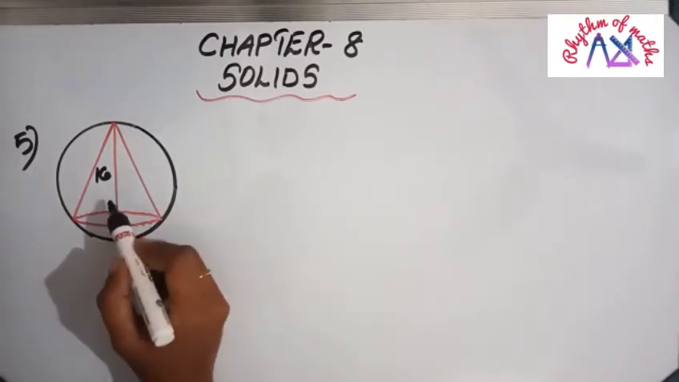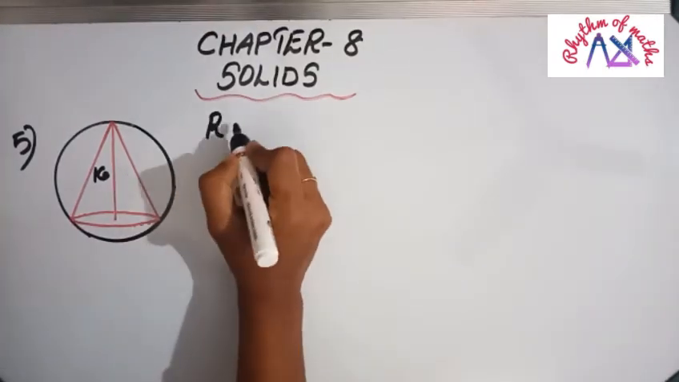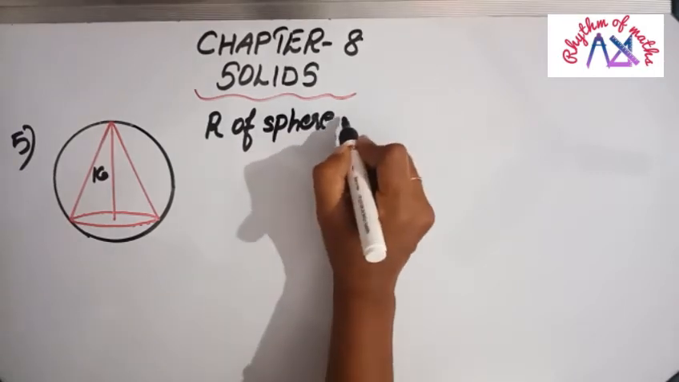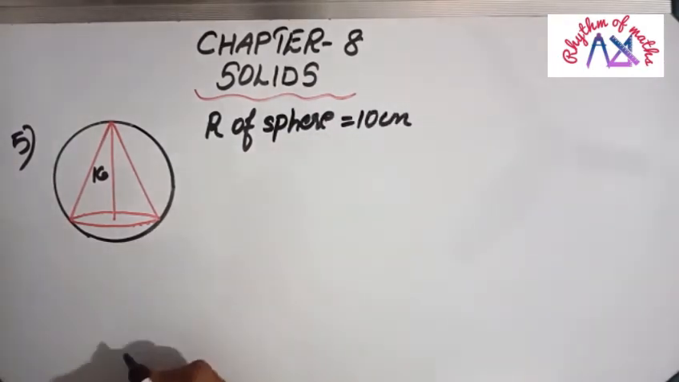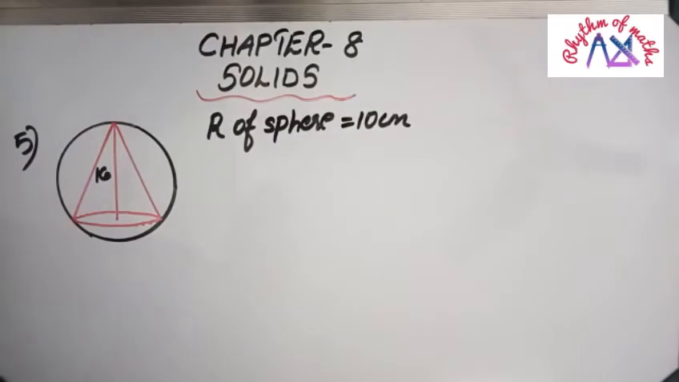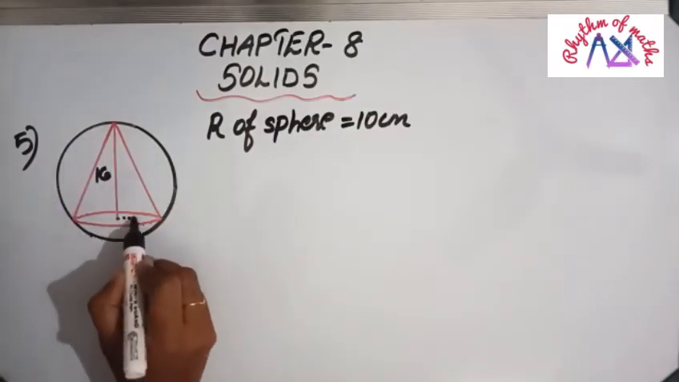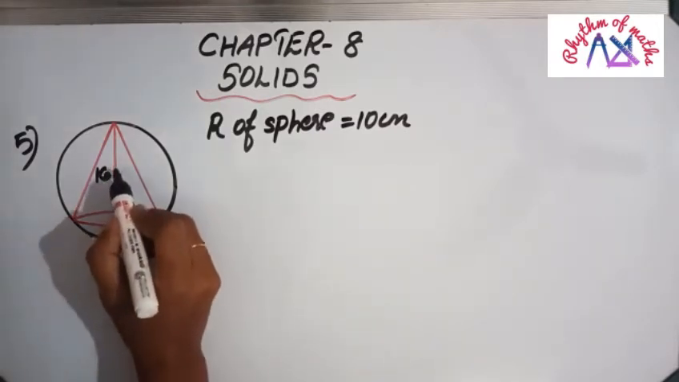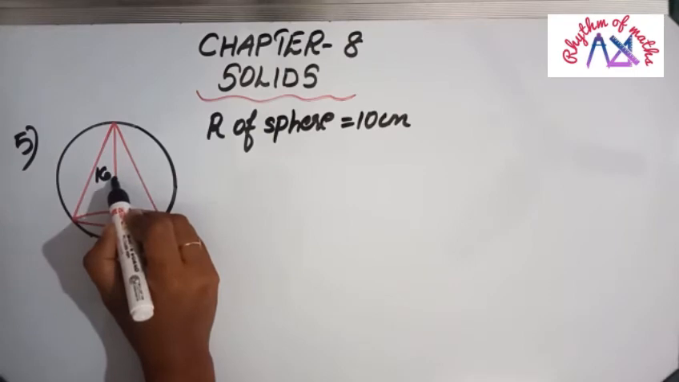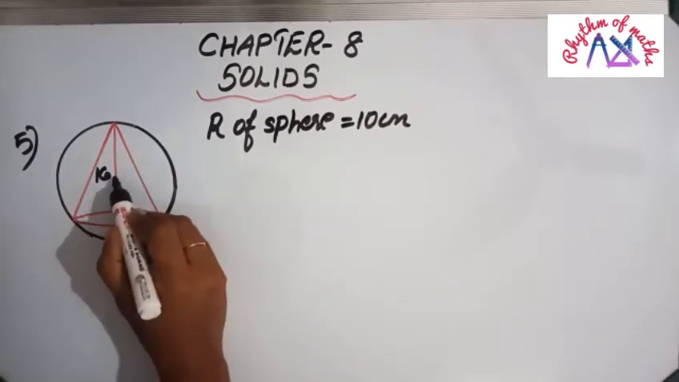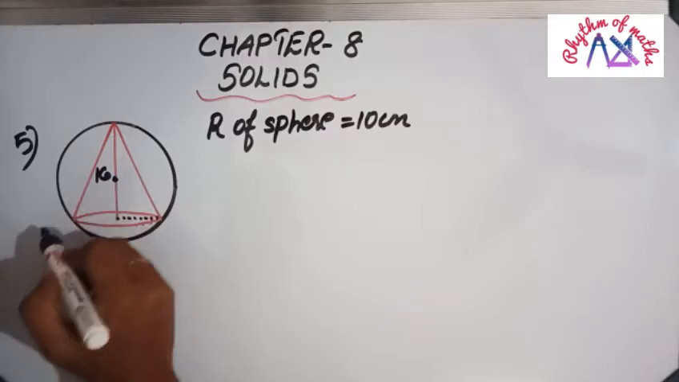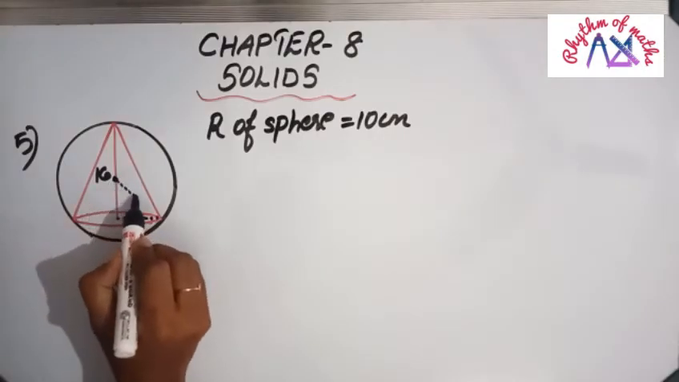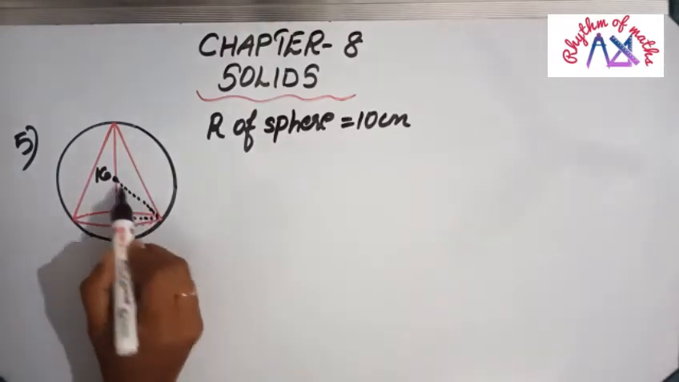In order to find the volume, the radius of the sphere we have. What is the radius of the sphere? It is given in the question, 10 centimeter. Now the height of the cone we have, but the radius of the cone is not given. So in order to find this, take the center of the sphere. This is the center. From this center to every point, the radius will be 10 centimeter. So if we draw a line to this end point, it is the same 10 centimeter.